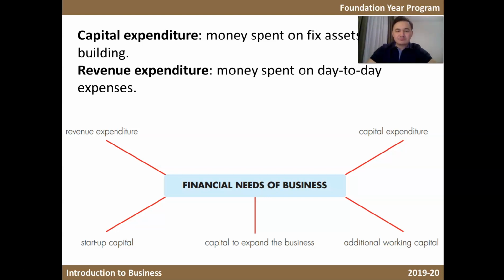Okay, now what are the financial needs of a business? Let's take a look at them. We've already talked about revenue expenditure and capital expenditure, so there are two types of them, as we said before. And also, when you only start up a business, you will need some startup capital. Now, the source of startup capital can be various. The first one can be your own money. If you are, for example, a group of two or three people, or even just one person, you're going to use your own funding, your savings, to start up your business.